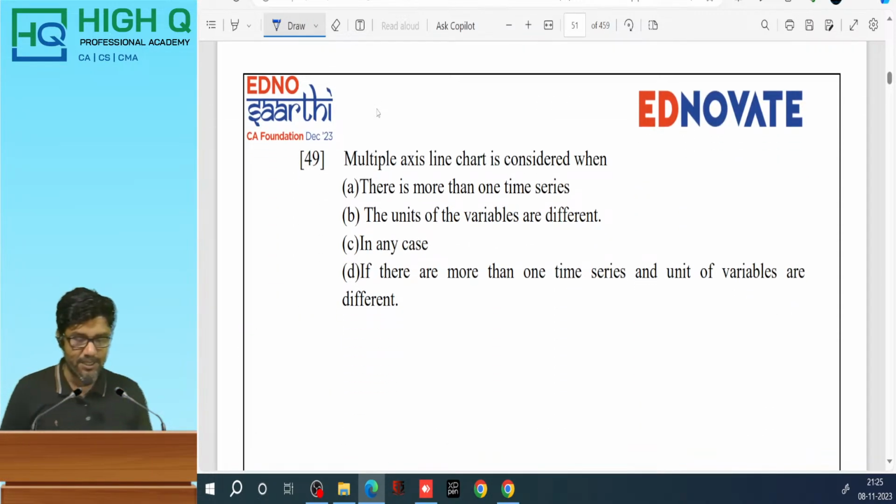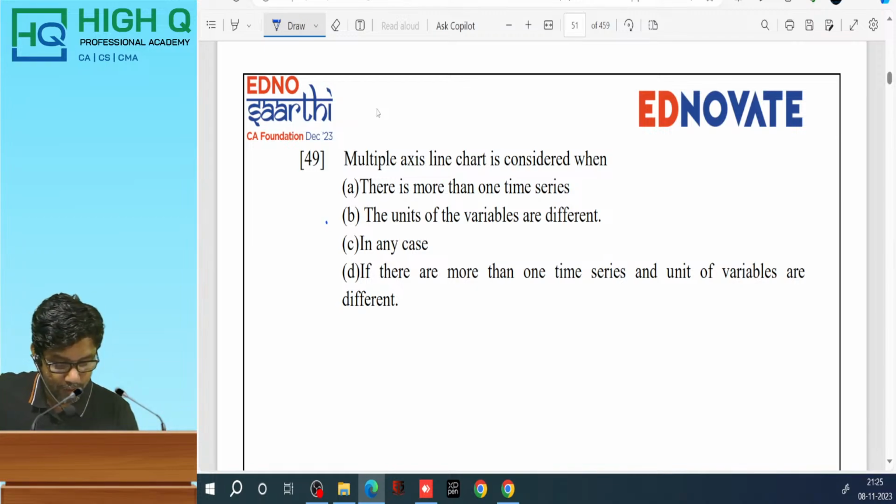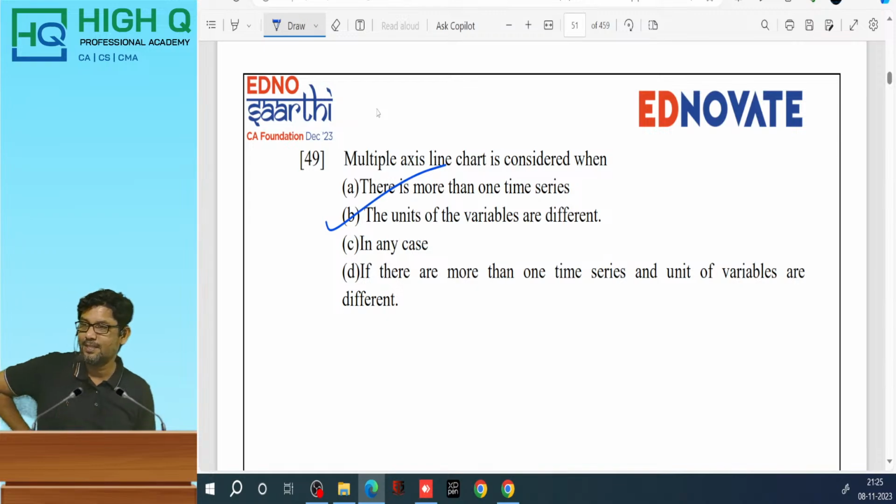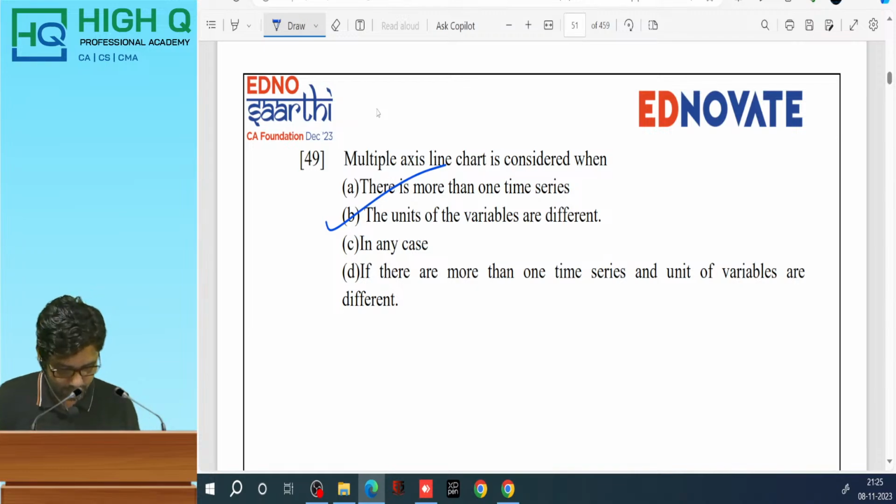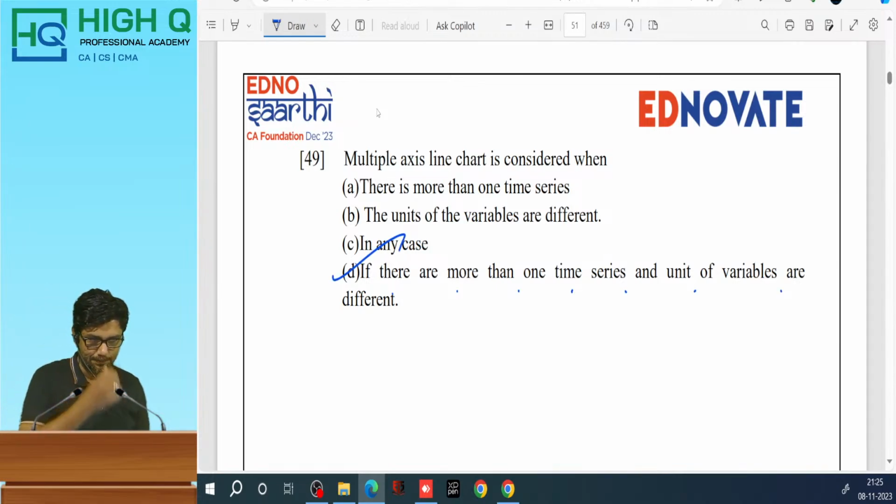A multiple axis line chart is considered when there is more than one time series and the units of the variables are different. I told you, the units of the variables are different. Height of the student, weight of the student. Height is in centimeter, meter. Ah, that option is also there. If there are more than one time series and the units of variables are different, D. Correct.